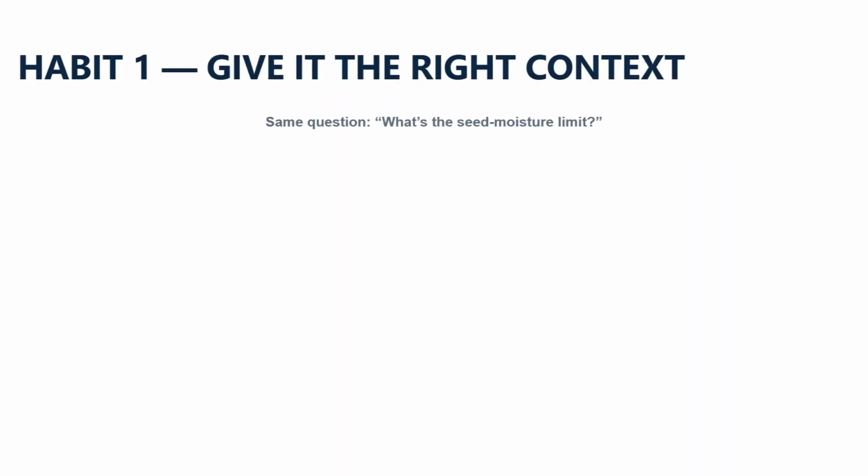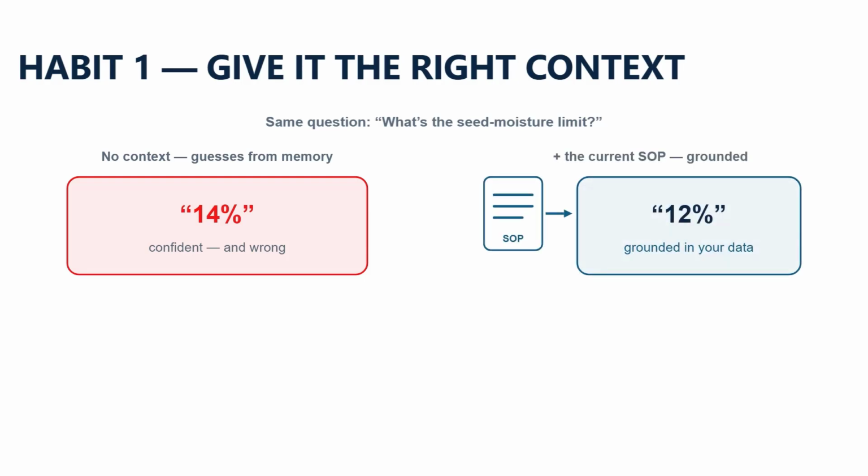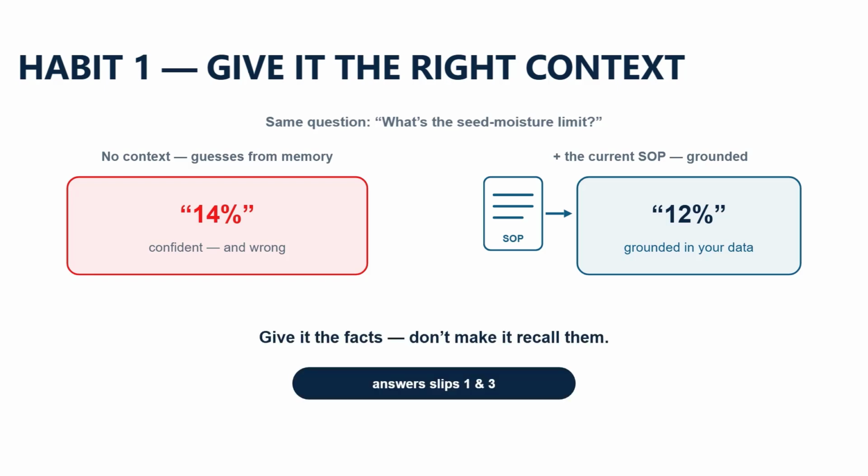Habit 1. Give it the right context. Left to guess from memory, it hands you a confident 14%. But hand it the actual current SOP, the real document, the real number, and ask your question against that, and it answers 12, because now it is grounded in your data instead of whatever sounds likely. Same model, completely different reliability. This single habit answers 2 of the 3 slips at once, the confident wrongness and the forgetting. Give it the facts, do not make it recall them.